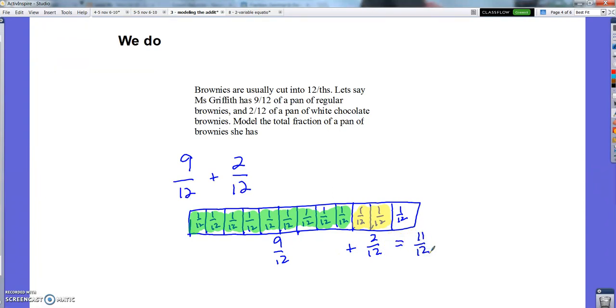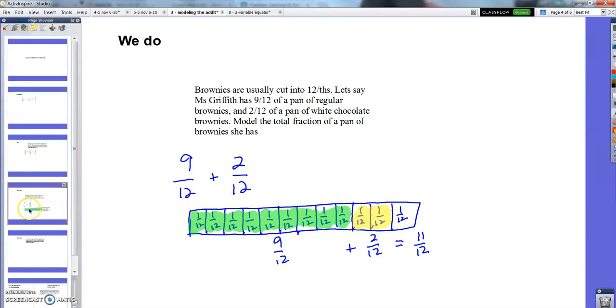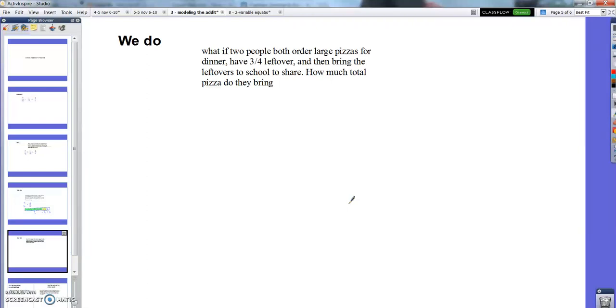And you can probably get to the point where you can do that pretty quick without the drawings of the bars. I just kind of want you to have something to look at to understand how it looks. Okay. All right, let's do one more together.